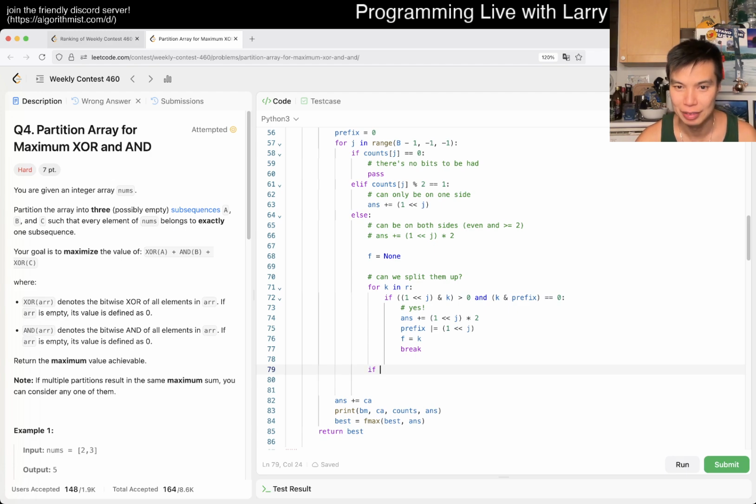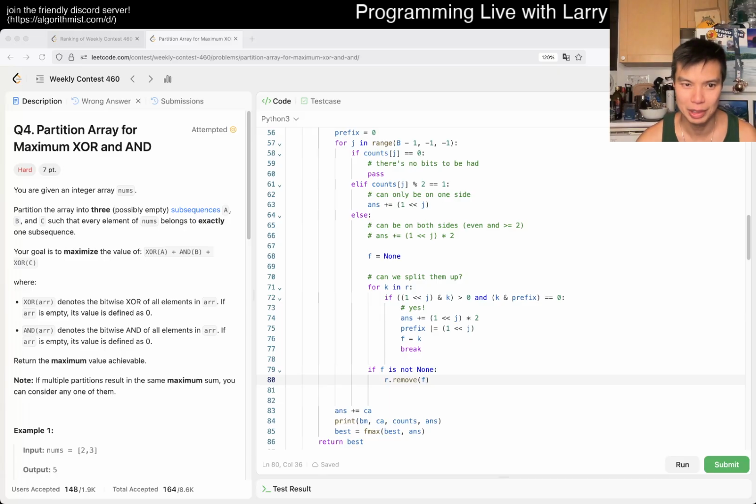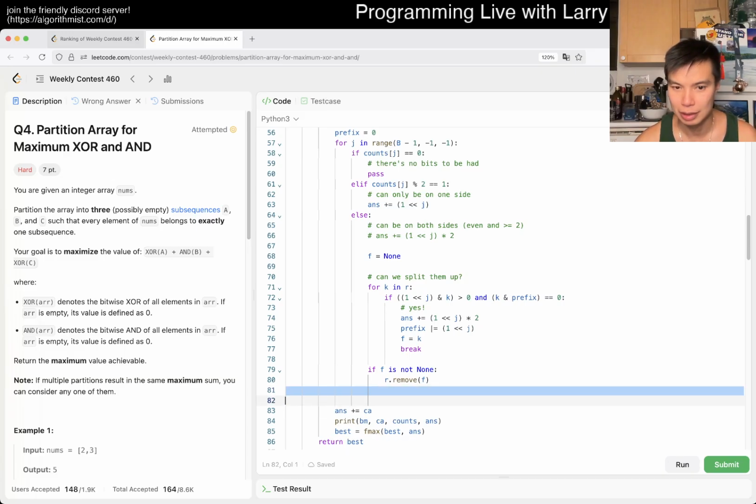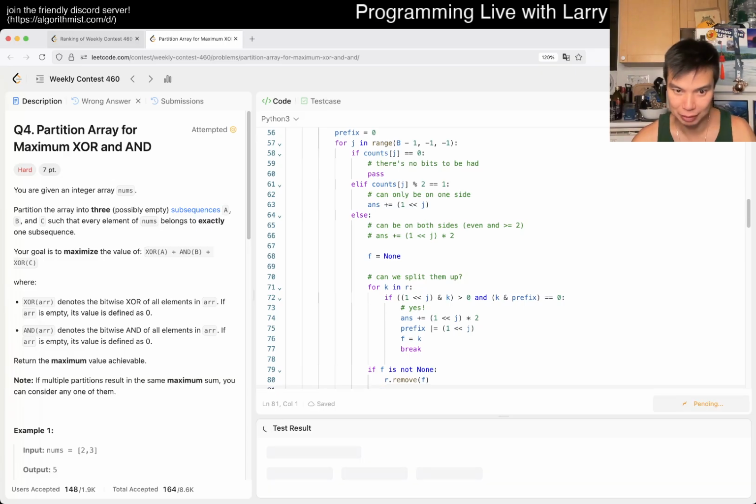If f is not none, then we just remove it from R. So R dot remove f, I think. I don't know if this is quite right. I mean, because I don't care about the complexity for now. I think remove is fine though. Yeah. Alright, what would this look like? Does this give me the right answer?